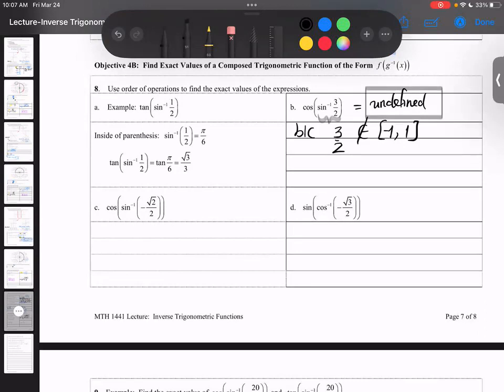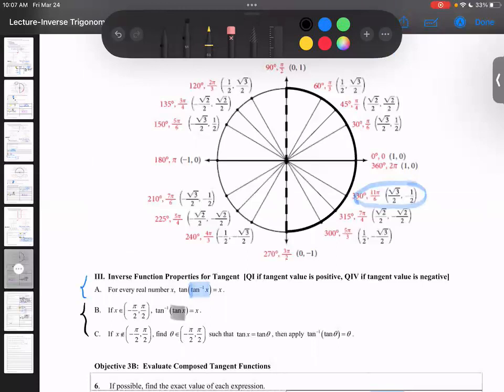8C. Can someone tell me what angle corresponds to sine inverse of negative root 2 over 2? Looking at your unit circle though. Sine inverse is quadrant 1 and quadrant 4. Negative root 2 over 2. Negative pi over 4. Negative pi over 4, I know it is.